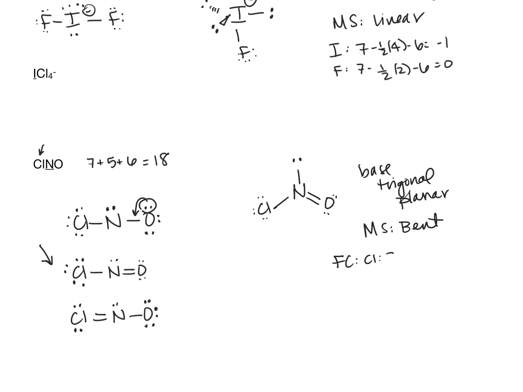For chlorine, it is 7 minus half of 2 minus 6, which is 0. For nitrogen, it is 5 minus half of 6 minus 2, also 0. For oxygen, it is 6 minus half of 4 minus 4, also 0. So this is how you draw a structure. And we're going to work lots of other example problems, or there are worksheets of example problems you can practice on. So these are small molecules, but let's look at something perhaps a little different.